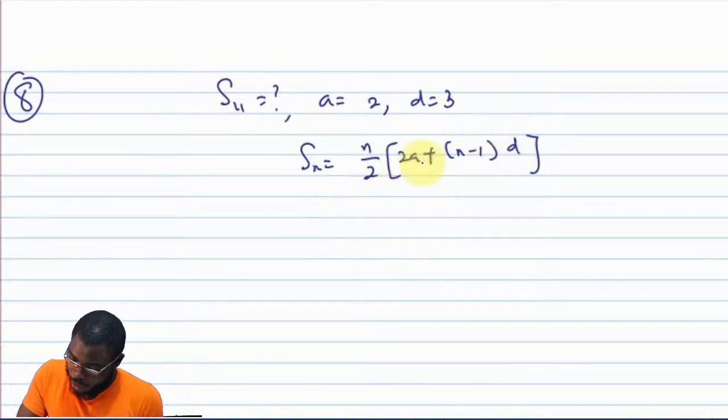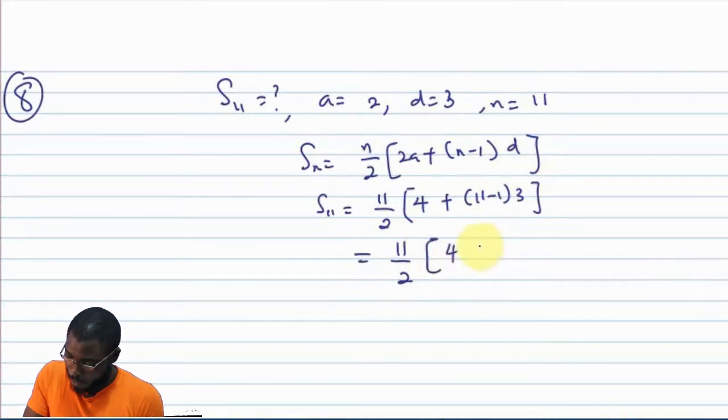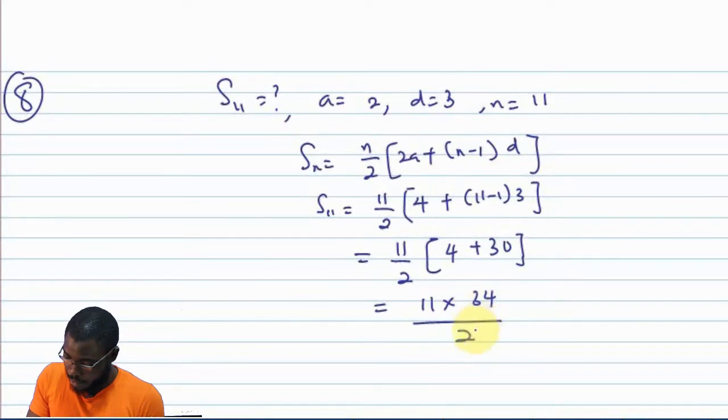So for the sum of the 11th term, your n equals 11. So you have the sum of 11 terms equals 11 over 2 into 2 times 2, that's 4, plus 11 minus 1 times 3. So this equals 11 over 2 into 4 plus 30, because 11 minus 1 is 10, and 10 times 3 is 30. Invariably you can do this as 34. You have 11 times 34 over 2. So 2 goes into 34 17 times. So you have this equal to 17 times 11.